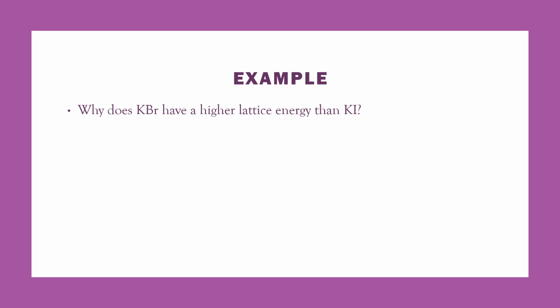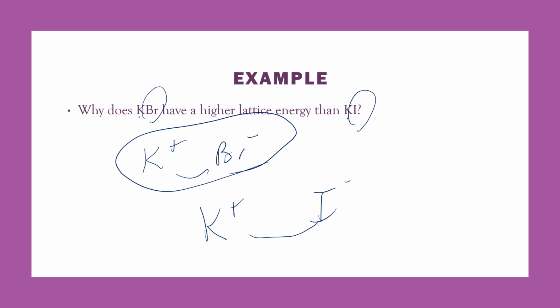Okay, so our example here, why does KBr have a higher lattice energy than KI? So our potassium is the same, so that means we just need to compare bromine and iodine. Bromine has a smaller radius than iodine, okay? So because bromine has a smaller radius, it has a shorter distance between the potassium ions and the bromine ions. That distance is smaller than the distance between potassium and iodine. And of course, according to Coulomb's law, the smaller the distance, the stronger the Coulombic attractions, leading to KBr having the higher lattice energy.